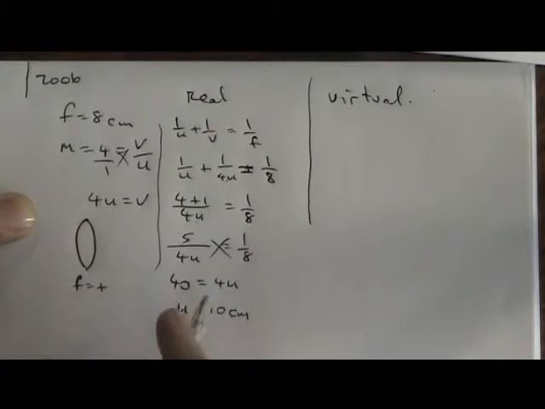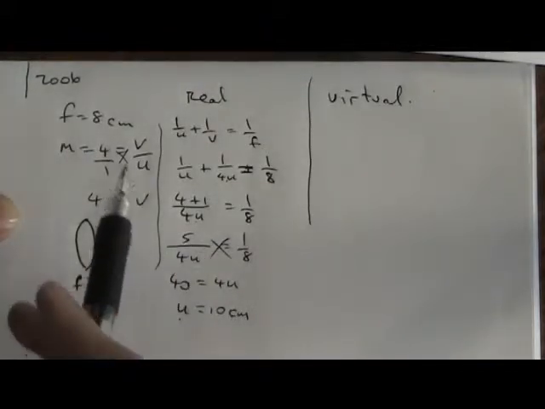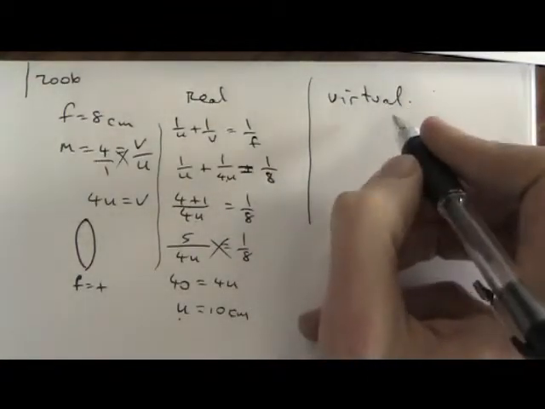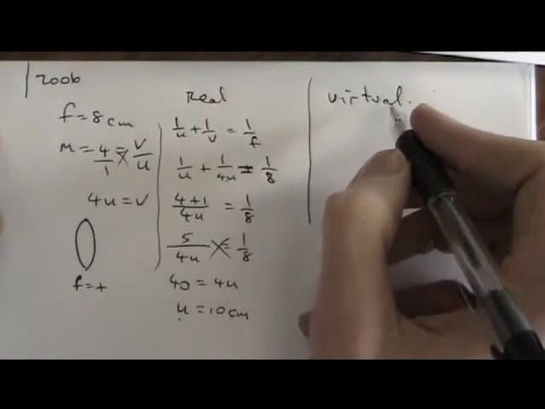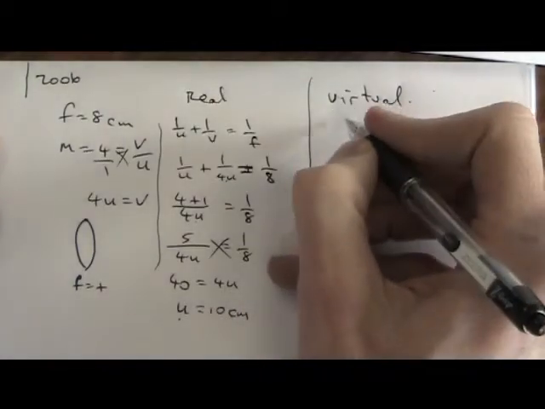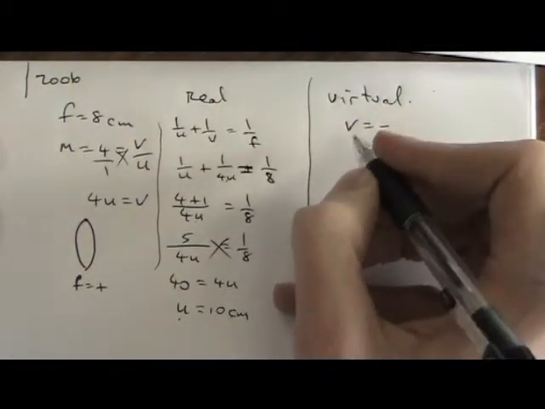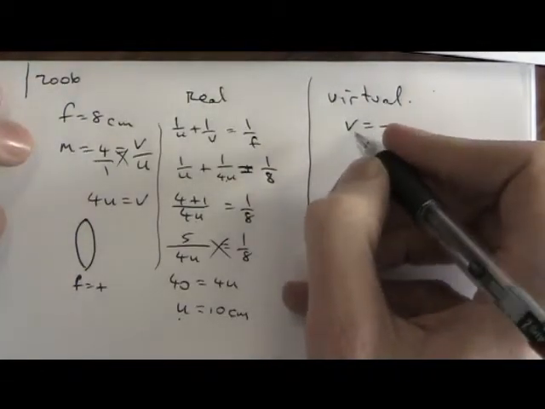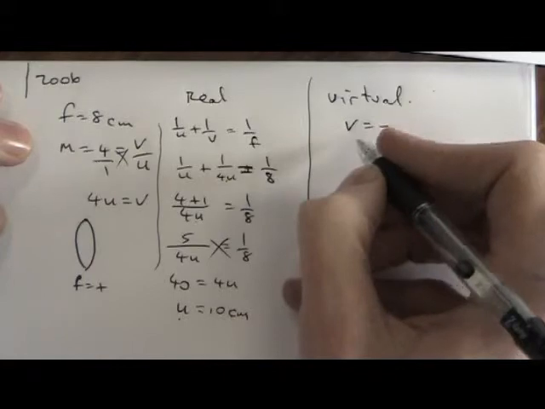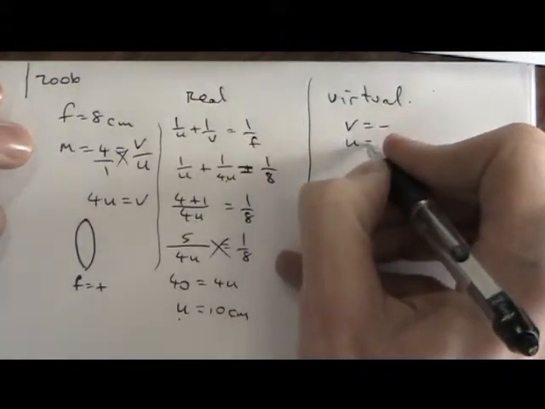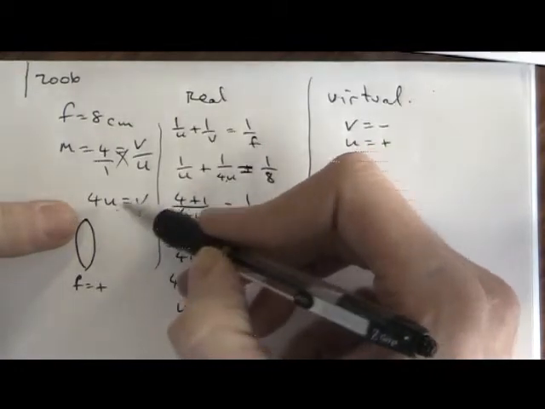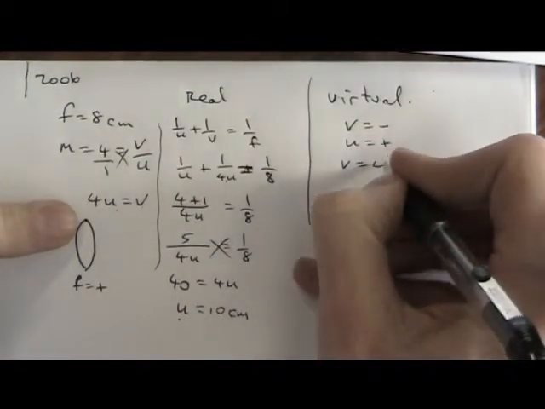So that's the first place you can put the object to get a magnification of 4. Now for the second location, it's going to be a virtual image. When it's virtual, it means V is going to be minus. Now U is always plus because U is the object distance, and it's a real object, so it has to be plus. U is always plus, and we know that V is equal to 4U.